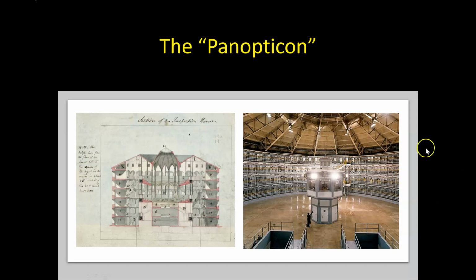Currently there are about 300 prisons worldwide that actually adopted this Panopticon model, and this prison is in Indiana specifically.